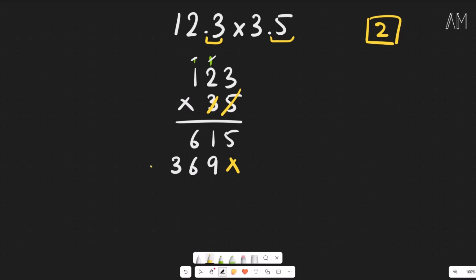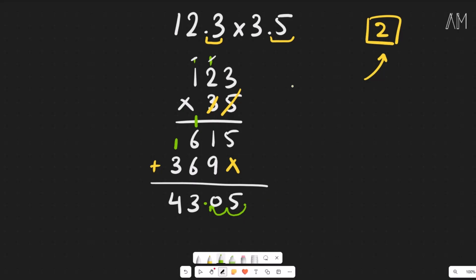And done from the multiplication, and it's the time for addition. 5 plus nothing is 5. 1 plus 9 is 10. 0 down and 1 up. 1 plus 6 is 7, plus 6 is 13, so 3 down and 1 up. 1 plus 3 is 4. We are done. But let's not forget the 2 steps that we have to go back from the most right. 1, 2, and the decimal point will be exactly here. And the final answer will be 43.05.